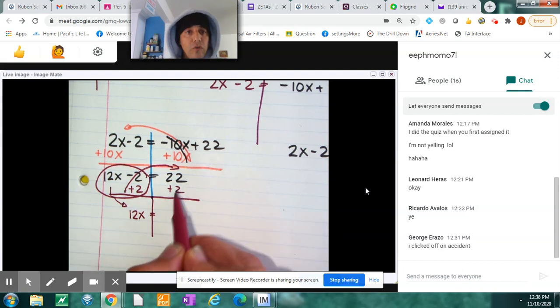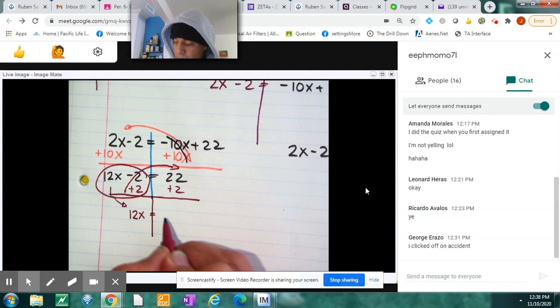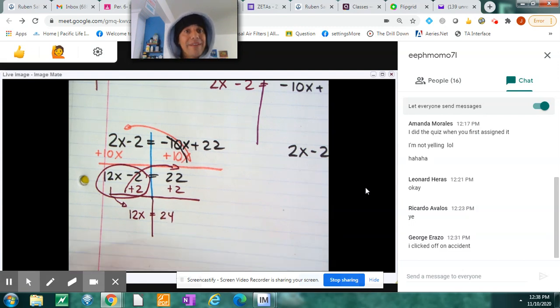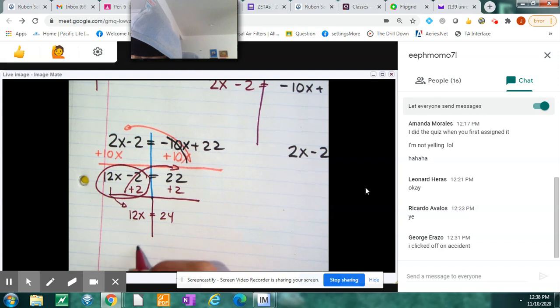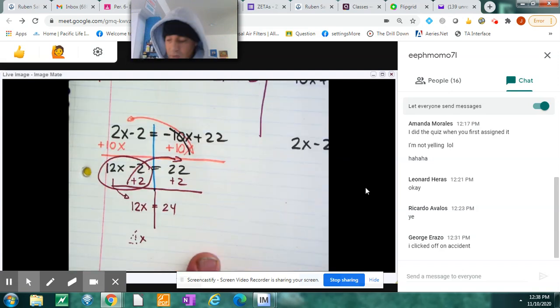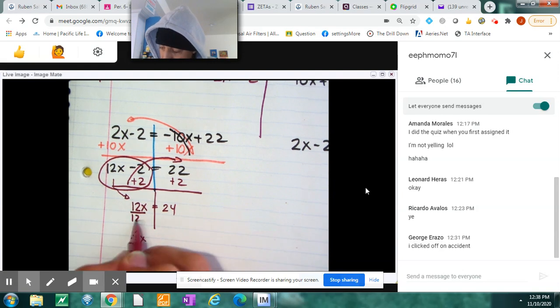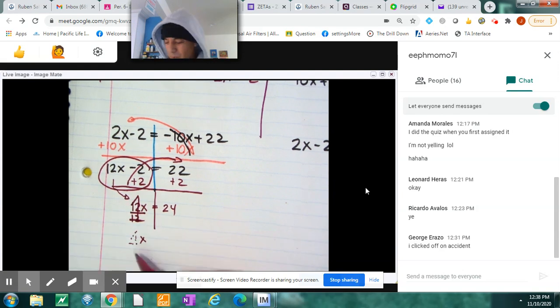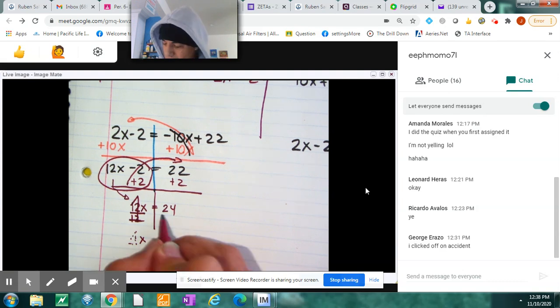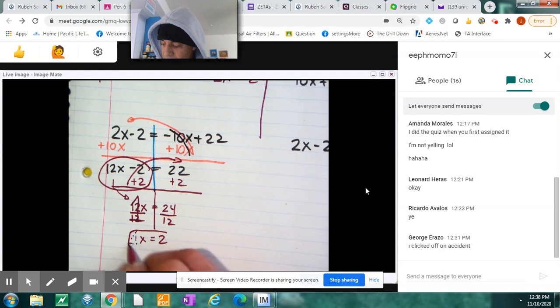George, what's 22 plus 2 right here? 24, right? So what's the last step we do when they're together? You got to divide it. Here's your x, and I want the invisible 1. That's why I have to divide this by 12, because there's your 1. But we normally don't write 1, right? So we divide, and 24 divided by 12 is 2. So that's one way.